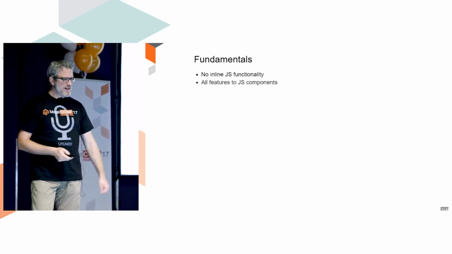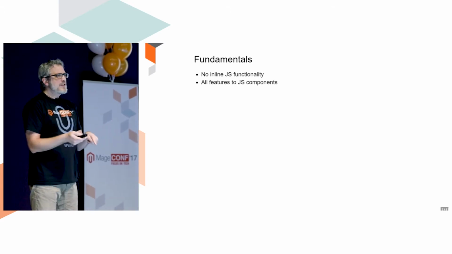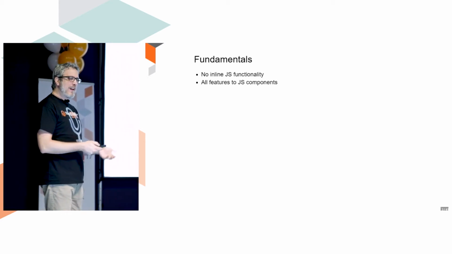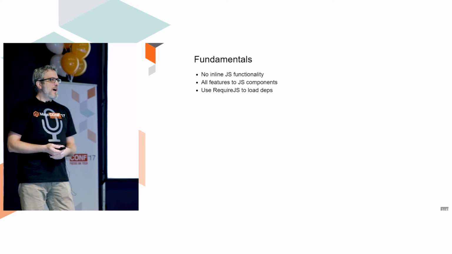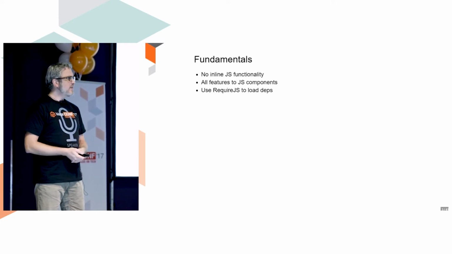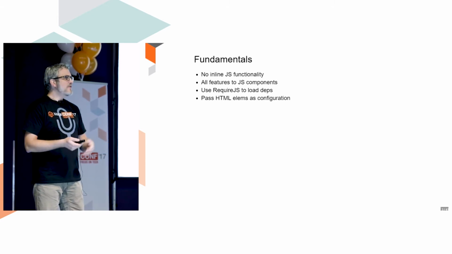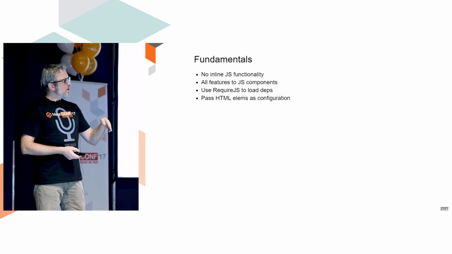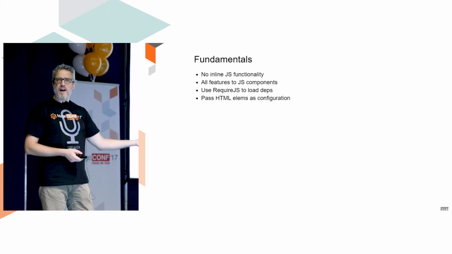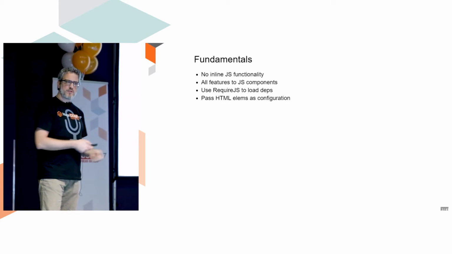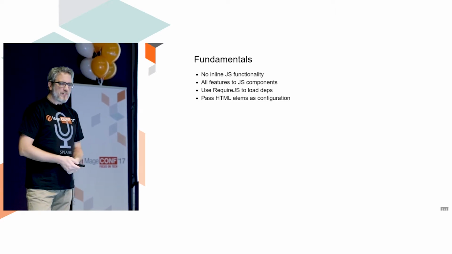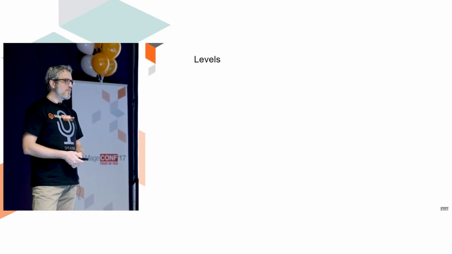So first of all, no inline JavaScript functionality, meaning that all of the JavaScript functionality should be placed in a library. And that library should be using require.js, at this moment in the whole Magento 2 stack, to load dependencies. And then, if you have a configuration or a JavaScript component that does something in the HTML document, all of the references to HTML should be using variables.